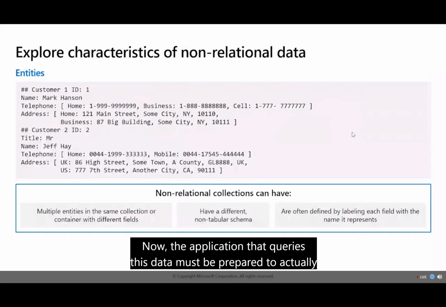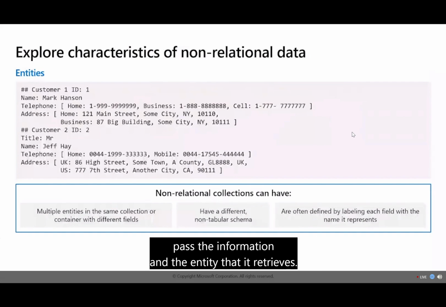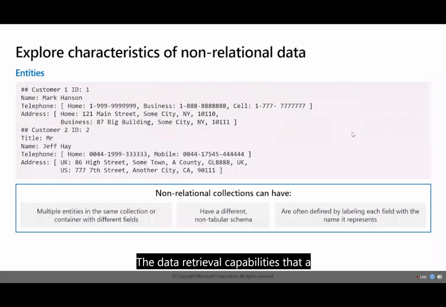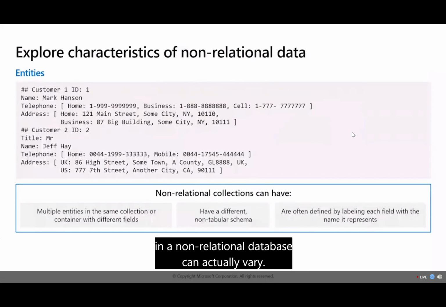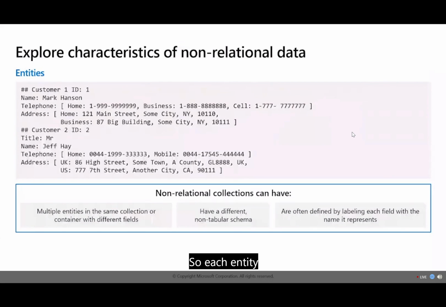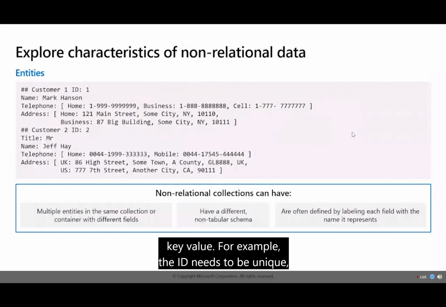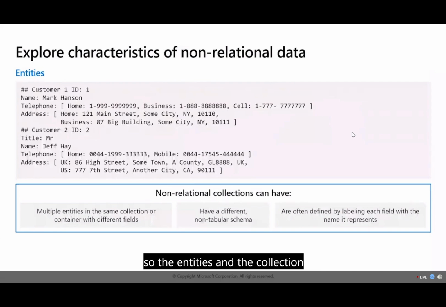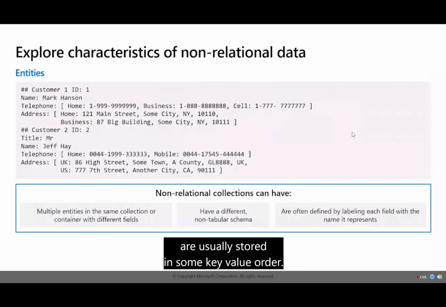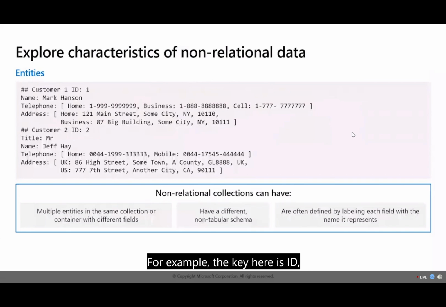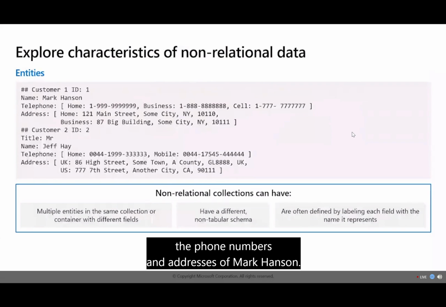Now, the application that queries this data must be prepared to actually parse the information in the entity that it retrieves. The data retrieval capabilities of a non-relational database can vary. So each entity should have a unique key value. For example, the ID needs to be unique. So the entities in the collection are usually stored in some key value order. For example, the keys here are ID, name, telephone, and address. And the values would be 1, Mark Hansen, and the phone numbers and addresses of Mark Hansen.